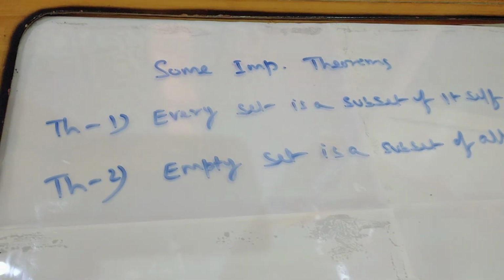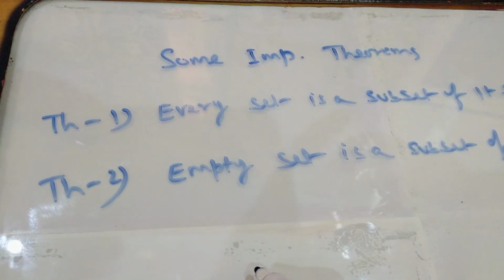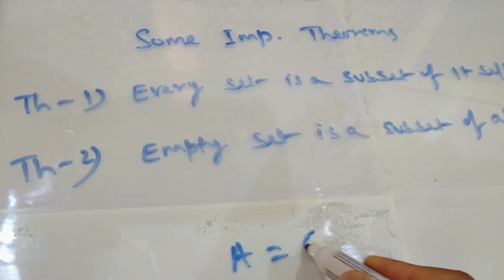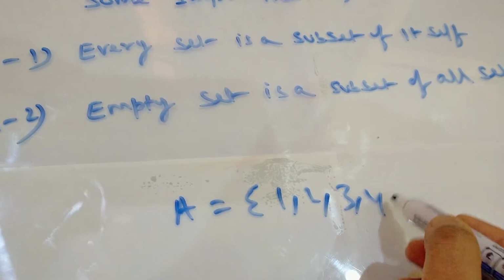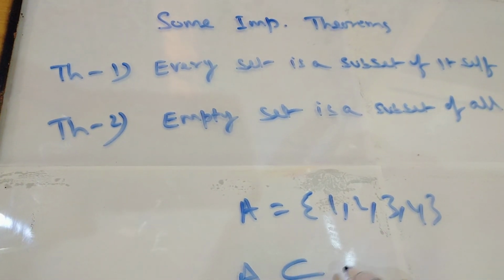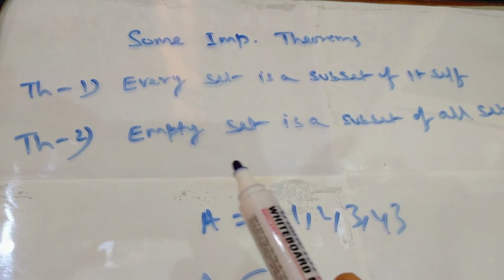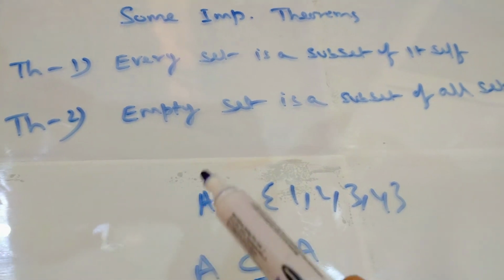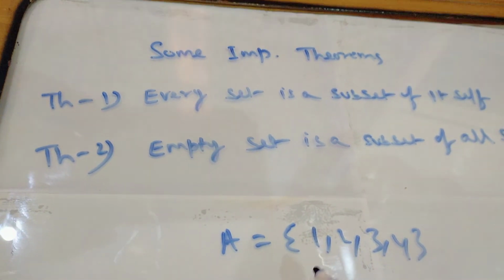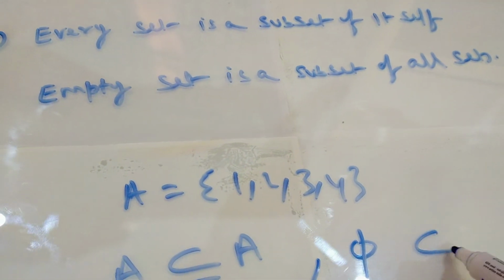Now we have to discuss two important theorems. First, every set is a subset of itself. Suppose you have a set A {1, 2, 3, 4}. Okay, so you can say A is the subset of A. So every set is a subset of itself. Second, the empty set is a subset of every set. Similarly, if A is a set, you can say phi, the empty set, is a subset of A. That also is true. So through these theorems we have learned this part.